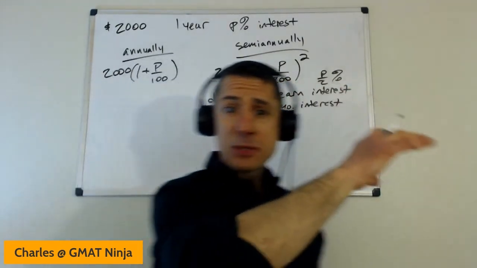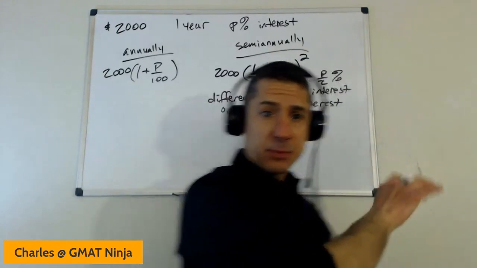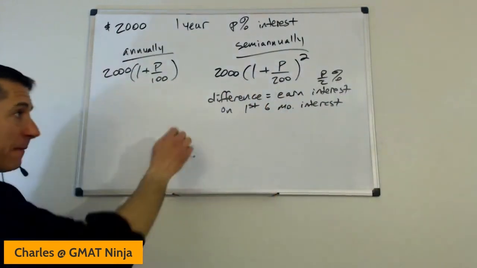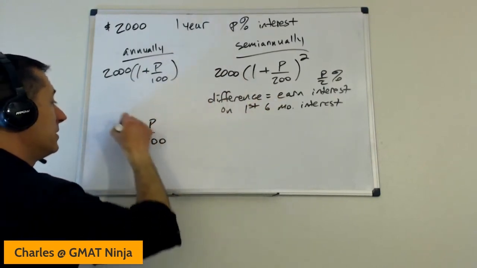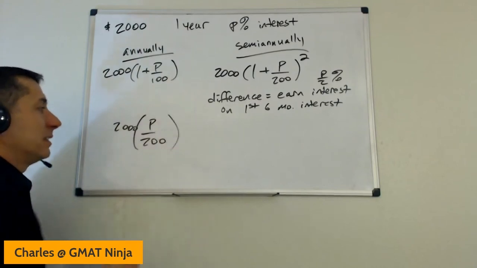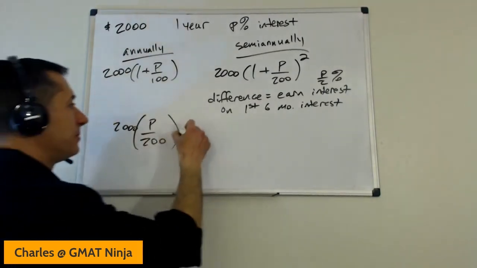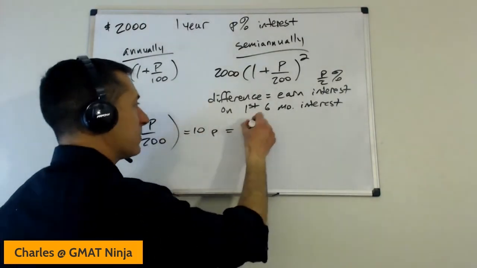Once you recognize that at a conceptual level, there's very, very little math to this problem, and it all cleans up. Very typical GMAT. Okay, so what's my interest in the first 6 months? Well, it's P over 200 times 2,000. That's it. So 10P. And again, that's first 6 months interest.